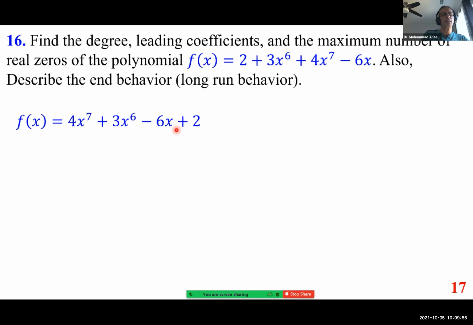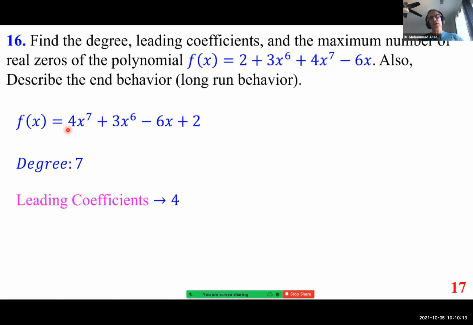So that means the n is 7. This is the leading term. This is the leading coefficient. So degree is 7 and leading coefficient is 4. So because the degree is 7, you basically go back to x cubed and how it looks like. Again, it's 7, you have to go to x cubed or negative x cubed. Because the leading coefficient is positive, you go to x cubed.